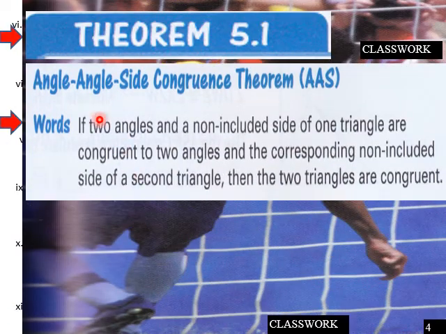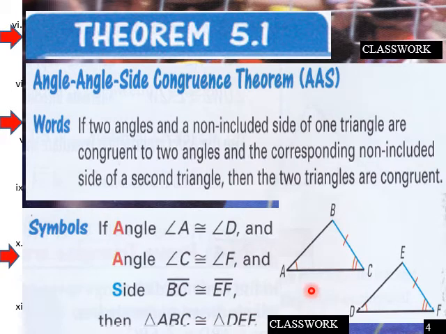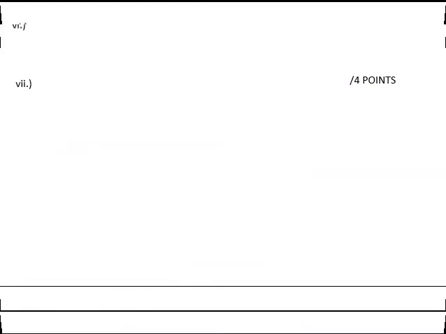Okay, theorem 5.1, angle angle side. If two angles and the non-included side of one triangle are congruent to two angles and the corresponding non-included side of a second, then the two triangles are congruent. Here's an example, angle angle side. So if you have those conditions going on, angle A, angle D, angle C, angle F, and BC and EF, then these two triangles will be congruent to each other.